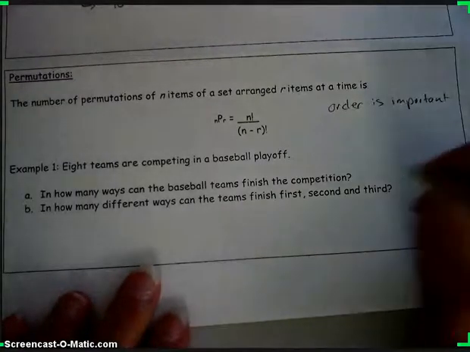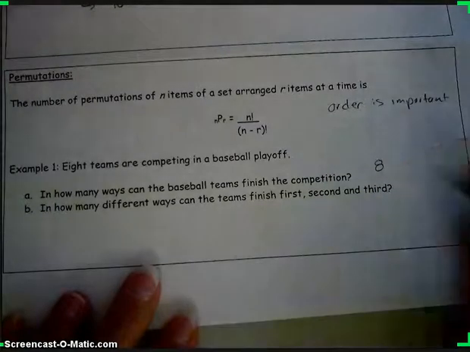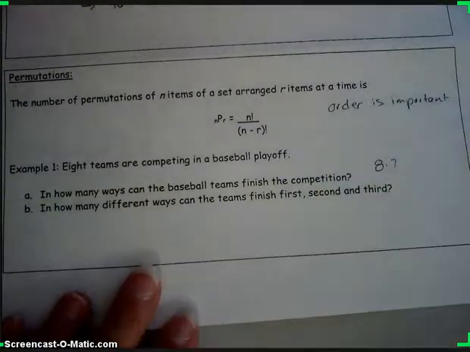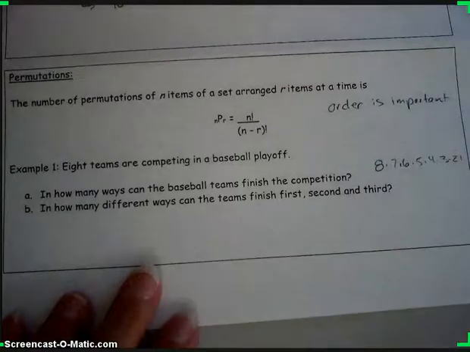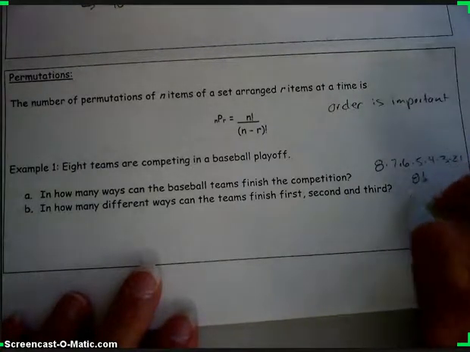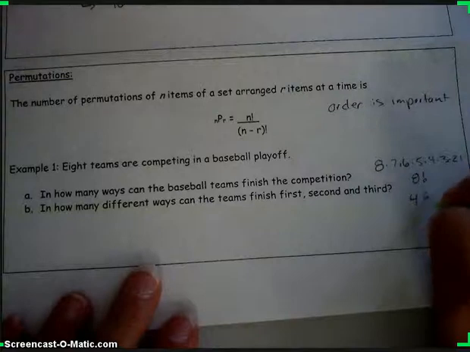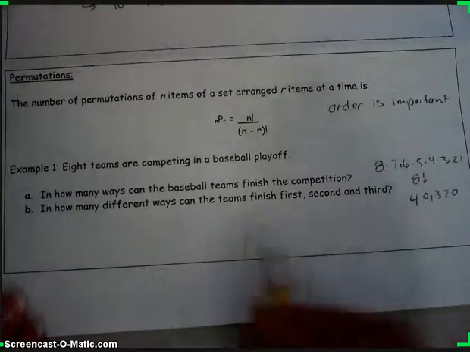So you have 8 ways that they can come in first. Then they have 7 ways they can come in second because the first place is out. And then 6, 5, 4, 3, 2, 1, which is like we had in the first one, the same thing as saying 8 factorial, which would be 40,320.